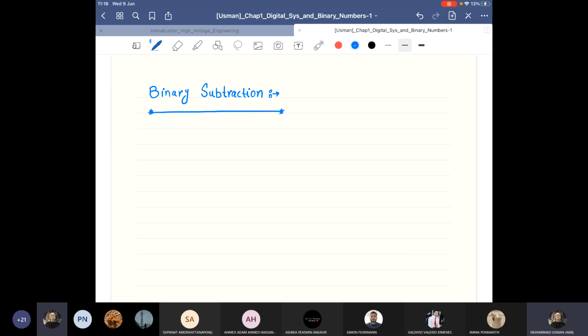Okay, so now for binary subtraction, we have a number, 1 0 0 1 1 0 1, and we have to subtract from it the number 1 1 0 1. So we have to do the subtraction.